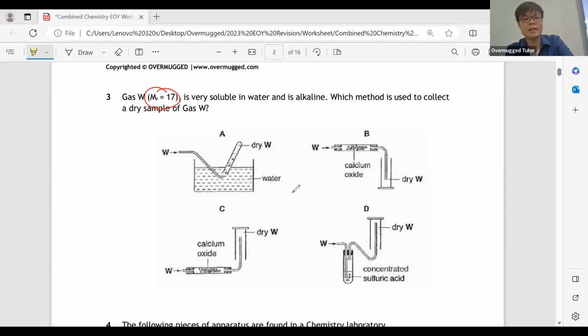So you know it's less dense than air, you need either C or D, upward delivery. And same thing tested over here. You want to collect ammonia gas, cannot use acid as a drying agent. So answer will be C. So you can see quite repetitive, but it's just how they phrase the question.